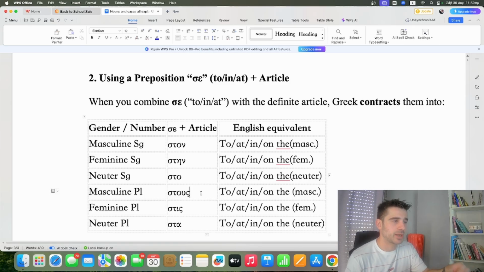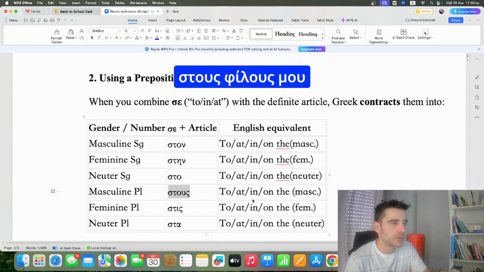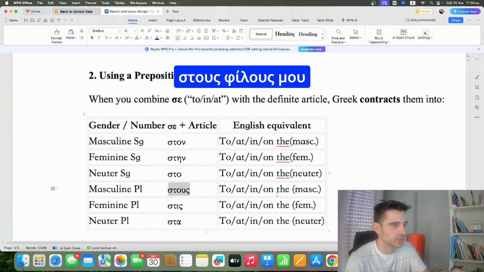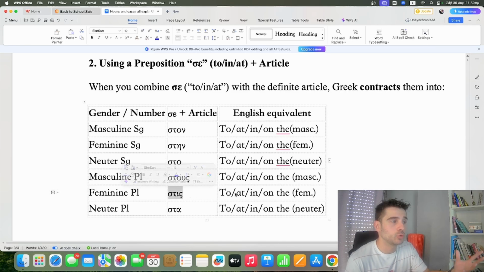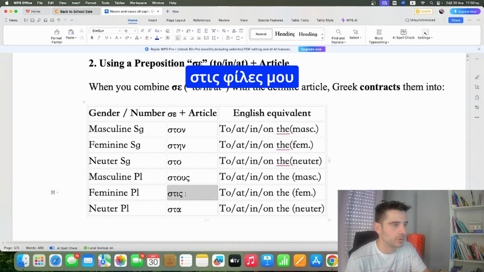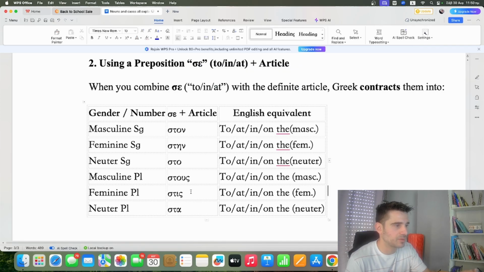So in plural, if you want to say I will give 2 euros to my friends, you will say θα δώσω 2 ευρώ στους φίλους μου. Plural, accusative. At my friends, to my friends. If you want to say I will give 2 euros to my friends, who are female, we will say θα δώσω 2 ευρώ στις φίλες μου. Accusative, plural for female words.